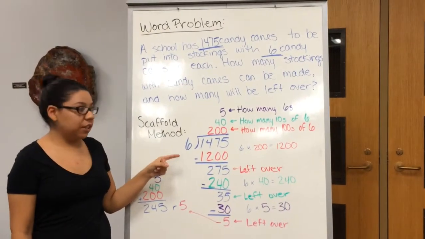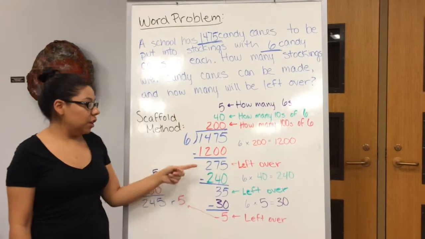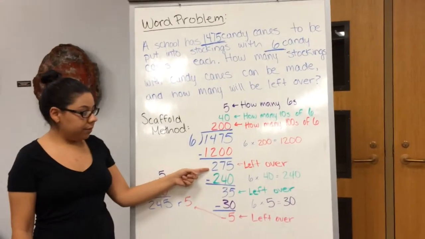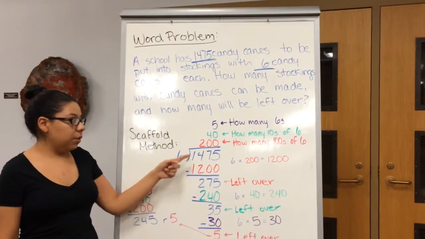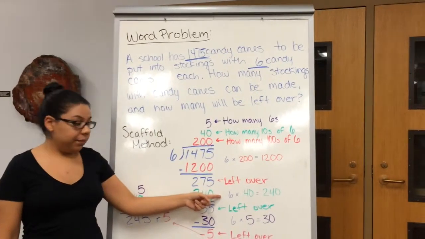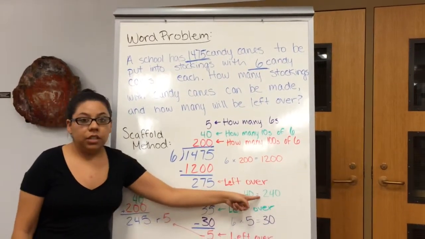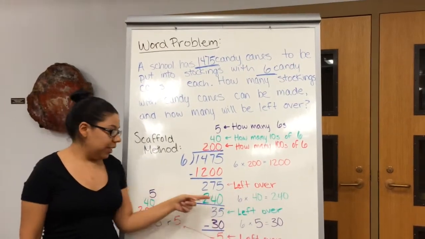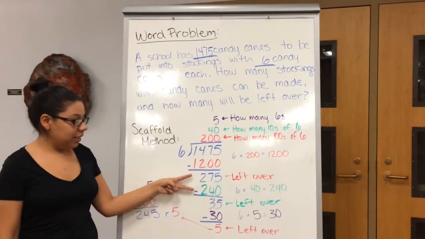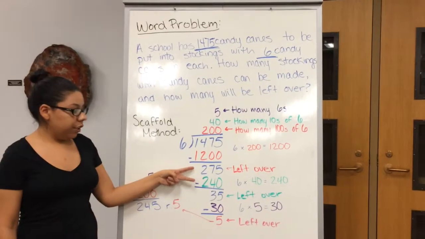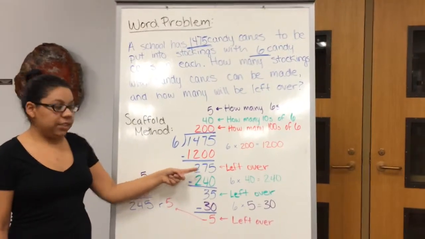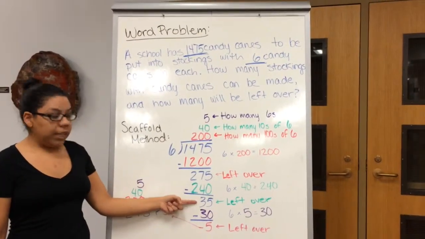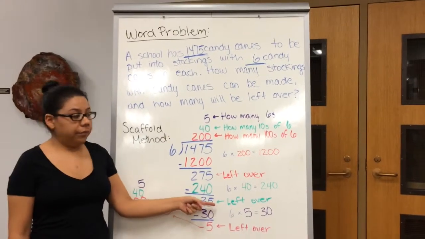Now you have to ask yourselves, how many tens of 6 are in 275? Using this math here, we did 6 times 40 to equal 240, which we placed here, and now we subtract 240 from the 275. We get 35 left over.